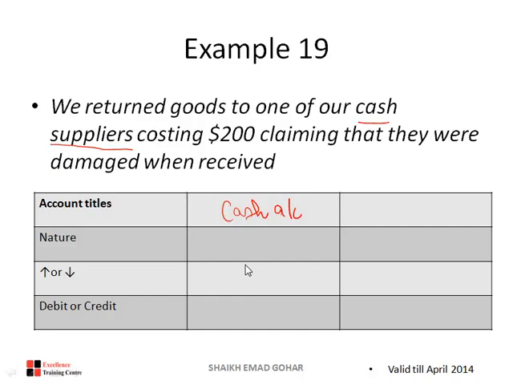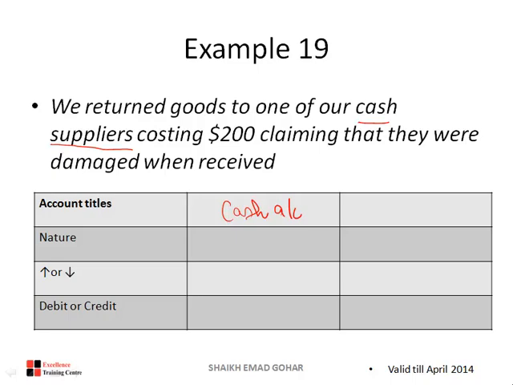Yeah, for the nature, I told you this thing. Whenever we see sales, we put income. Whenever we see purchase, we put expenditure. Sales, income, purchases, expenses. I told you the same thing. So what is new? Sales is income, purchases, expenses. Sales return, income decrease. Purchase return, expense decrease. This is the summary. Okay?